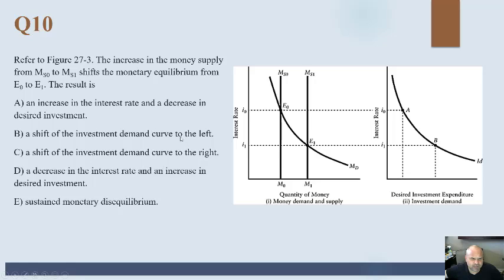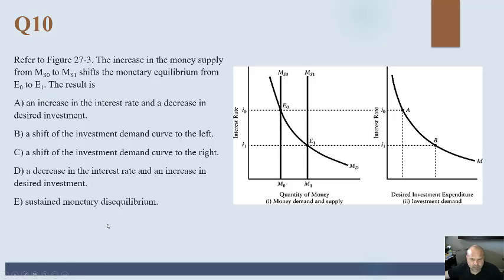So this question here just looks at the relationship between the money supply and the investment demand curve. You remember the monetary transmission mechanism that we learned? So here we're saying that there's an increase in the money supply from MS0 to MS1. So that's shifting to the right. So going from M0 to M1, and that's going to shift the monetary equilibrium from E0 to E1. The result is, which one of these is the result?